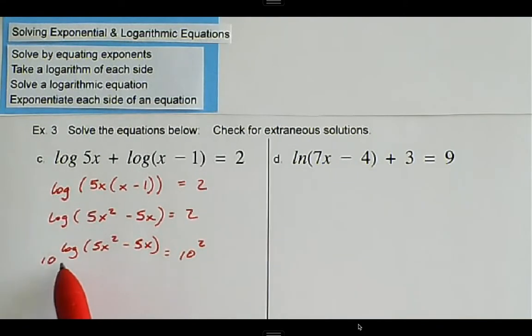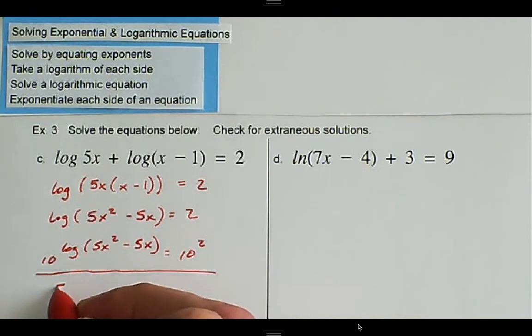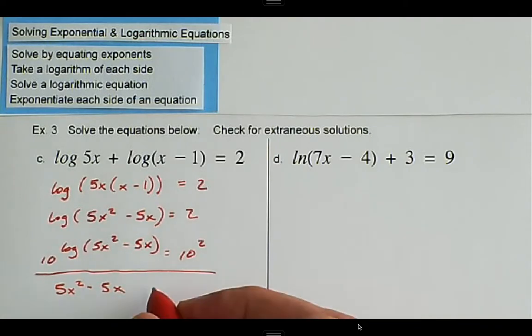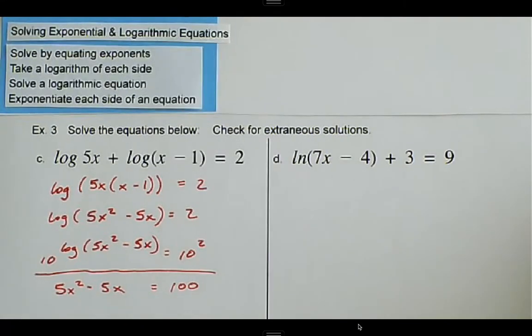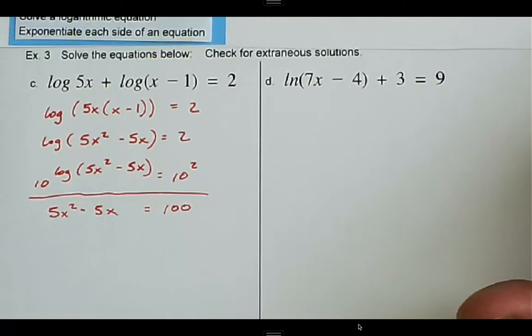The reason that we did that is because 10 raised to the log base 10 is just 1. And so we just end up with 5x squared minus 5x, and that is equal to 100. Now we have a quadratic equation because we have x squared, and there's a couple ways we can solve it. One way is to try to solve it by factoring. So that's what we'll do.